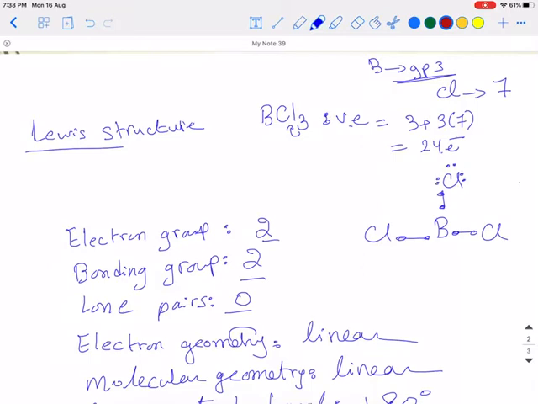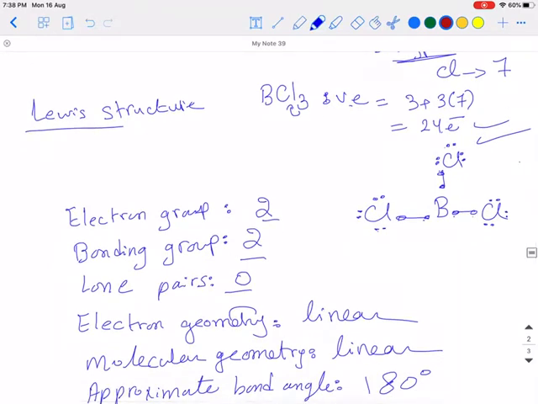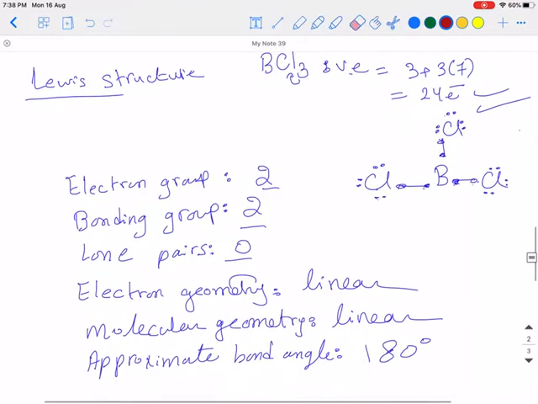Chlorine, no exception, should fill 8. So 1, 2, 3, 4, 5, 6, 7, 8. Similarly for the rest of chlorine. If I count these electrons, 6 by 3, 18, 19, 20, 21, 22, 23, 24, it means that the distribution is correct. So each Cl fills 8, reaching octet. Boron, as we said, is sub-octet because it cannot fill 8 due to its position in group 3. Maximum it can fill is 6 electrons.